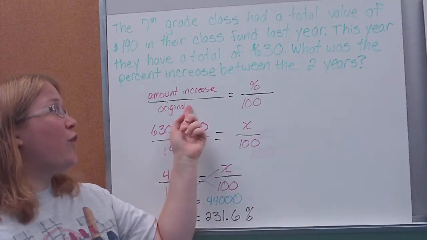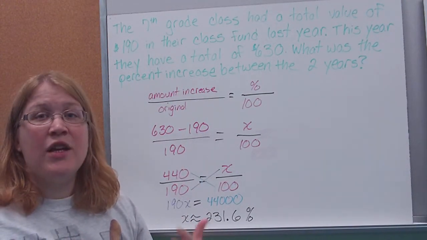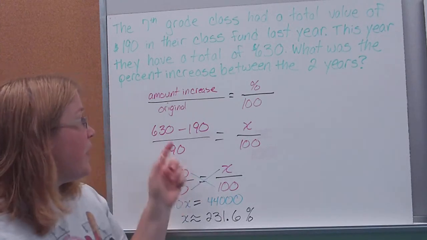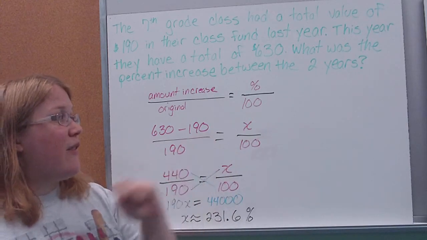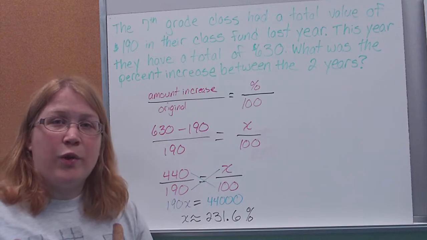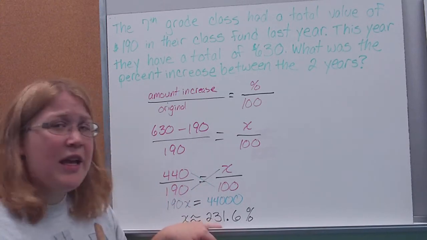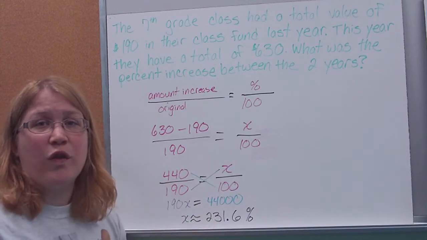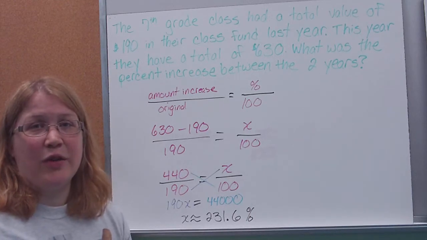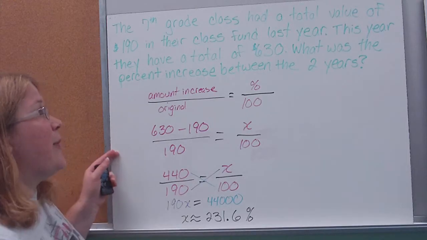We're putting that over our original amount. Well, I said originally last year they had the 190. So that's the number that goes on the bottom. So you want to look at what was the original number. That goes on the bottom. We're solving for the percent, so we don't know what that is. That's why I made it an X. And the percent always goes over 100. So then we do our cross multiplication, and this is actually a rather large percent, over 100%, 231.6% increase. All right, now we're going to have some examples on the next one that we'll go over as well, but make sure you get that one down.